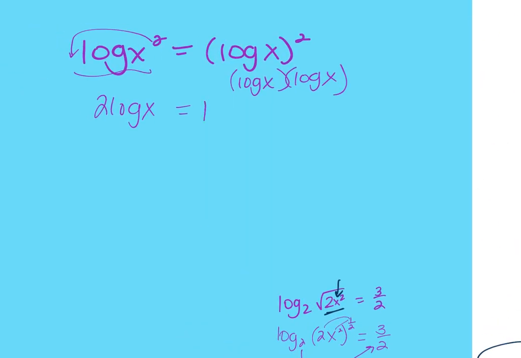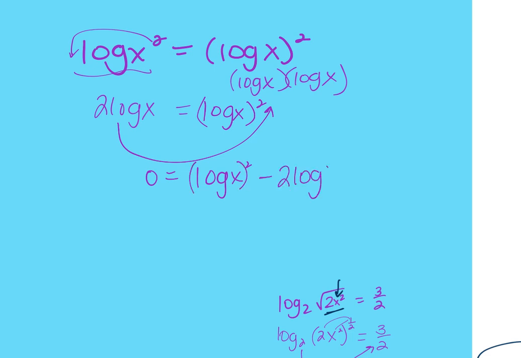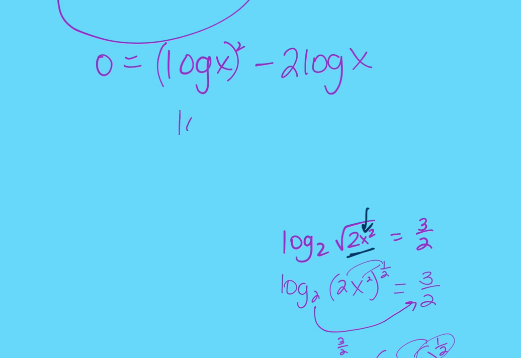So if I were to do that, you could either leave it as log of x times log of x or log of x squared, but I'm going to end up getting them both to the same side. So I get 0 equals log of x squared on the outside minus 2 log of x. And then you got to take out a log. And I'd get log of x minus 2. And then I split and solve these.